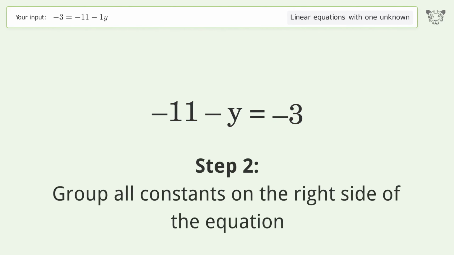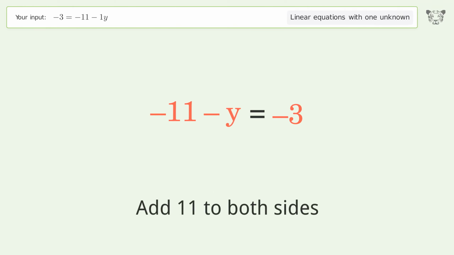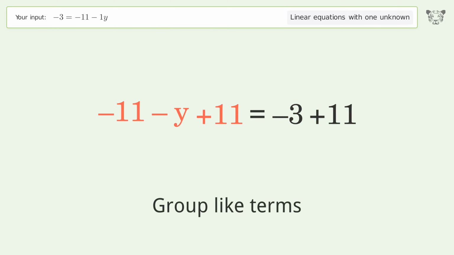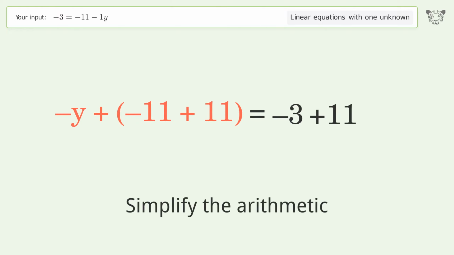Group all constants on the right side of the equation. Add 11 to both sides. Group like terms. Simplify the arithmetic.